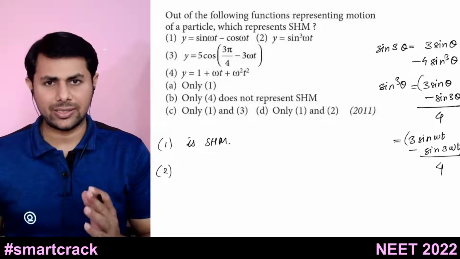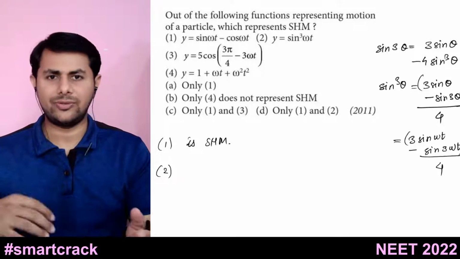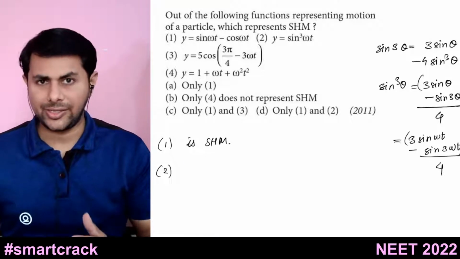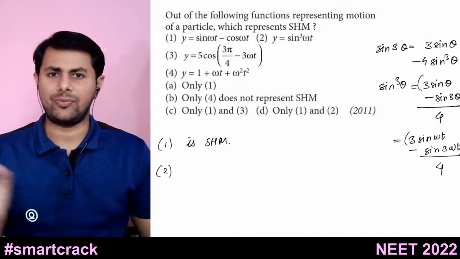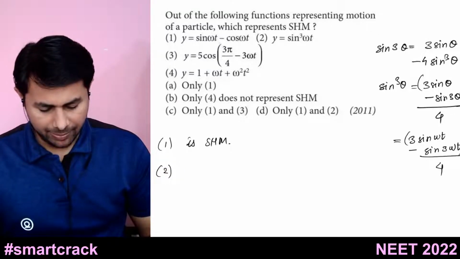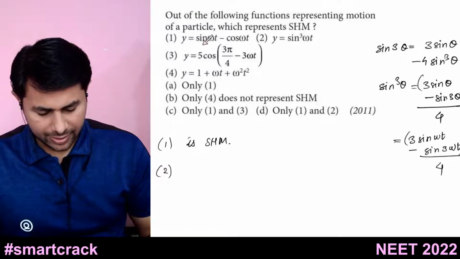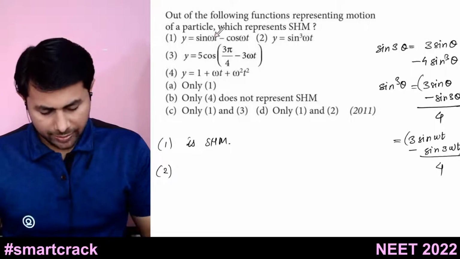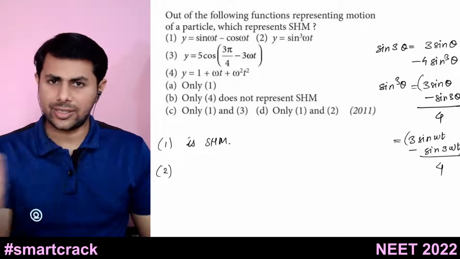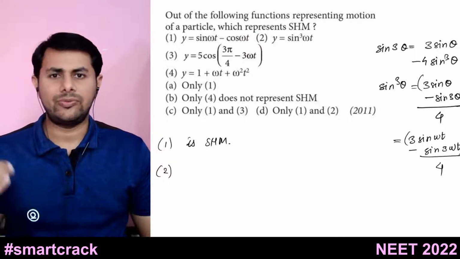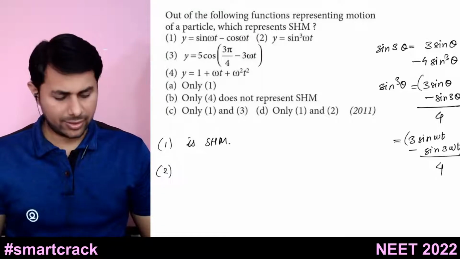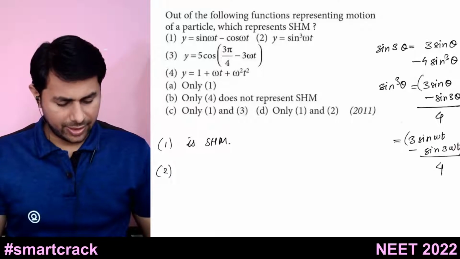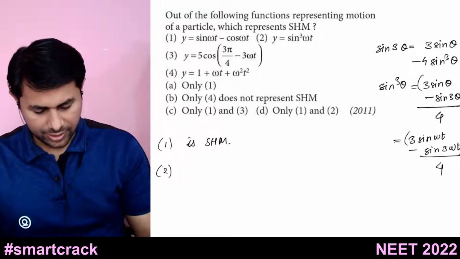If the frequency is the same, then the phase will change, but the particle will perform oscillations with the same frequency, like what we have in the first case. It is the addition of two SHMs with the same frequency, so the resultant will be an SHM with the same frequency. Here, since the frequency is different, this is not an SHM.